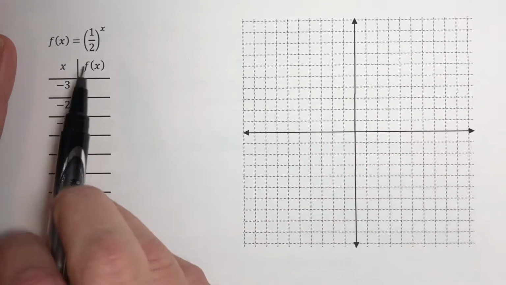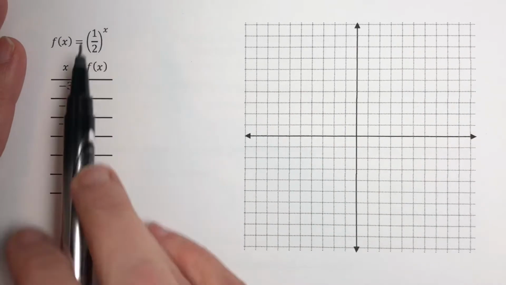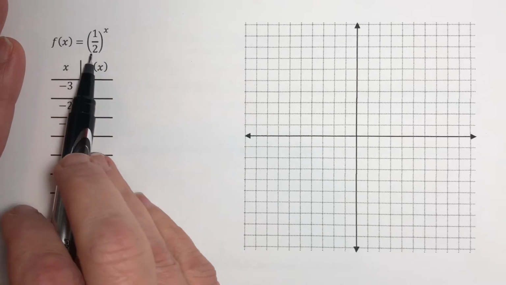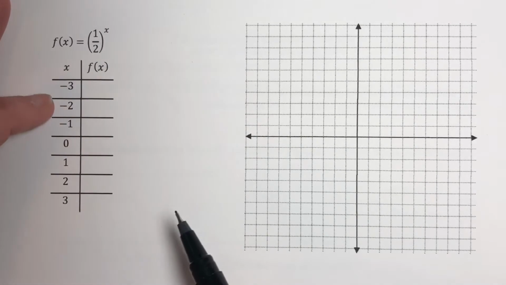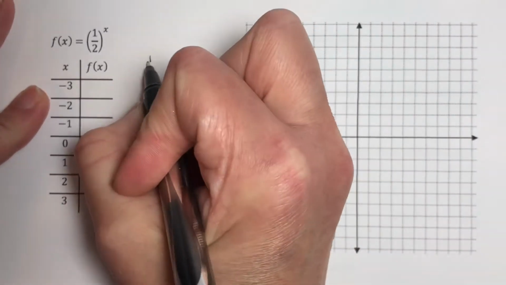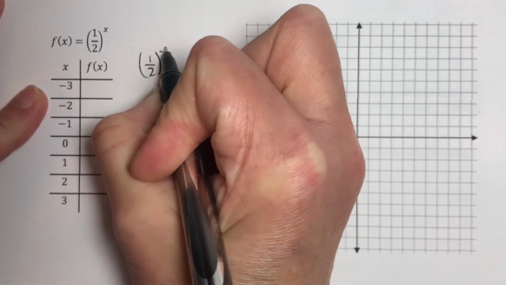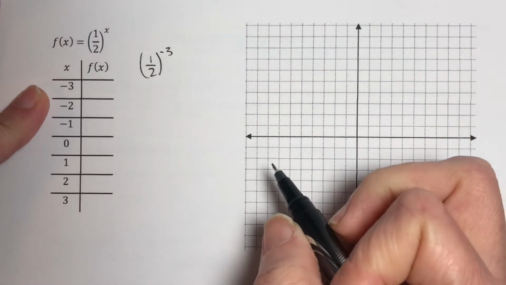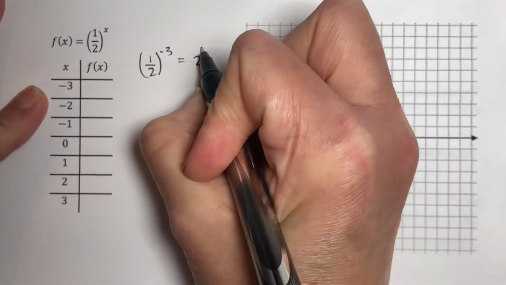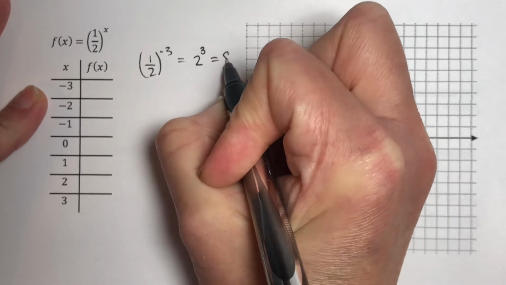Okay, so this is its counterpart. Instead of 2 to the x, I have 1/2 to the x. This is not going to be exponential growth. So if I plug in -3, I have 1/2 to the -3 power. Using our power rules, this is the same thing as 2 over 1 to the +3, which is 8.